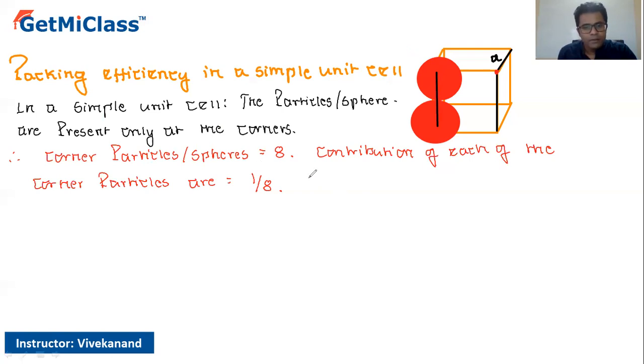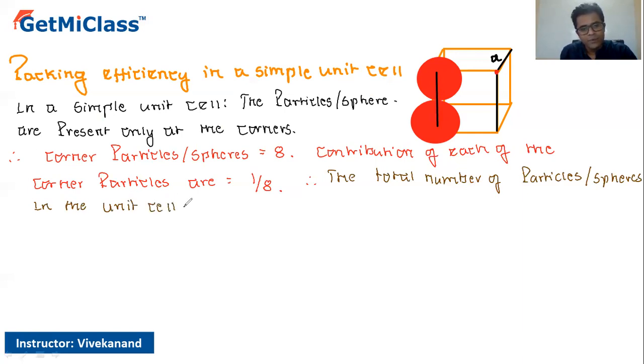Therefore, the total number of particles or spheres in the unit cell is 8 into 1/8, which is equal to 1. So after contribution, there is the presence of one complete sphere in this unit cell.